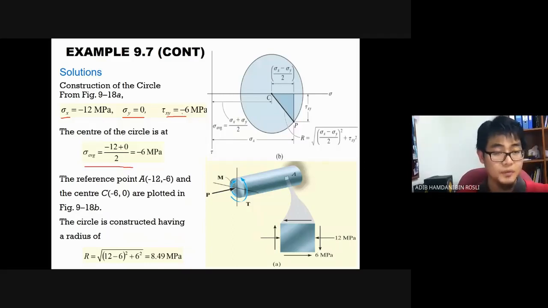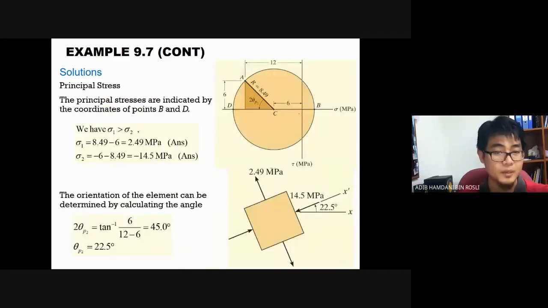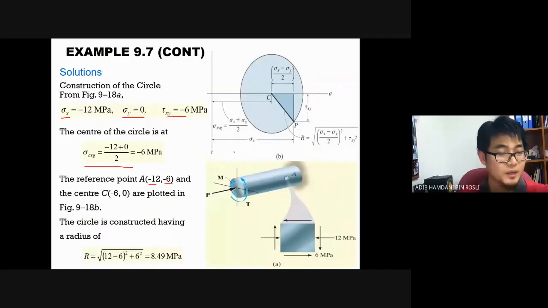So you have this average, and then you know the center, and you know P is sigma x, which is minus 12, and tau xy, which is minus 6. So you plot it here. Actually not here, this is for the original one. I mean here, this one. That's why it's strange, right? Don't look at this, I mean this is the original one. We don't show plus and minus here.